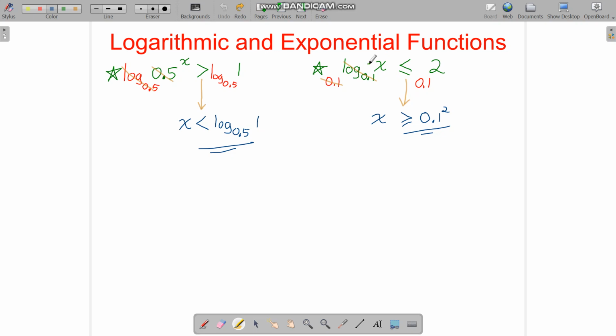And here we have log x base 0.1 is smaller than or equal to 2. If we use the same base, 0.1 to the power of, they cancel out on the left, so we have only x on the left. On the right, we have 0.1 to the power of 2. The sign again changes because the base is smaller than 1. You can check using symbol lab.